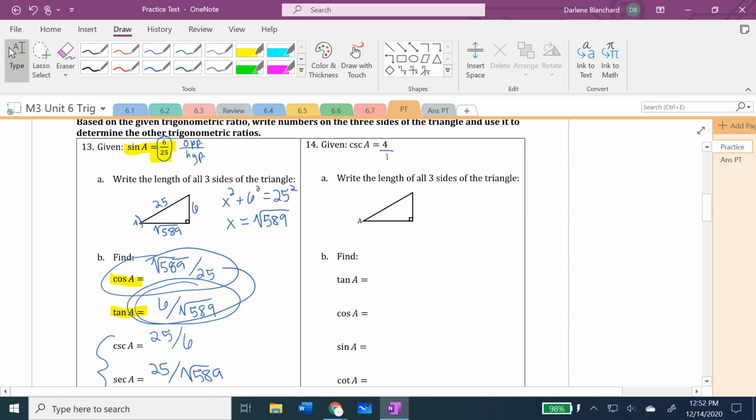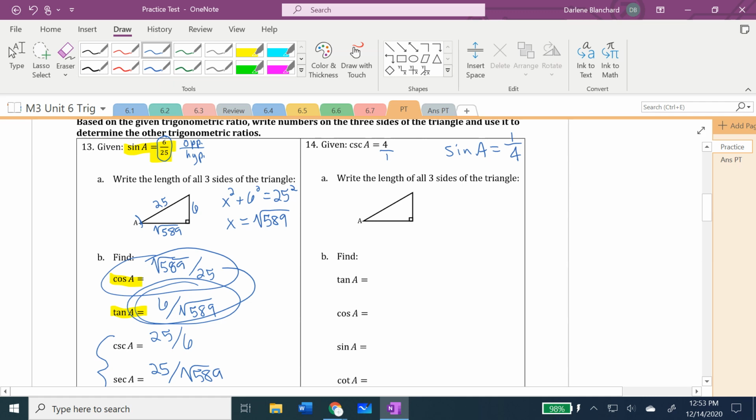Then when you go over to number 14, I would recommend that if you see a reciprocal trig function, reciprocate it to the one you know. So we just said that cosecant's reciprocal is sine. So that means that sine is the reciprocal of 4, and it's 1/4.